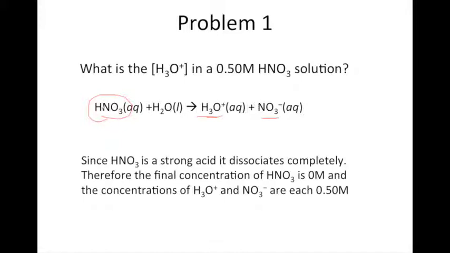So again, we understand that from the stoichiometry. For every 1 mole of nitric acid that dissociates, we produce 1 mole of hydronium and 1 mole of nitrate. So we get that ratio from our stoichiometry. So the answer, the concentration of hydronium would be 0.50 molar in this solution.